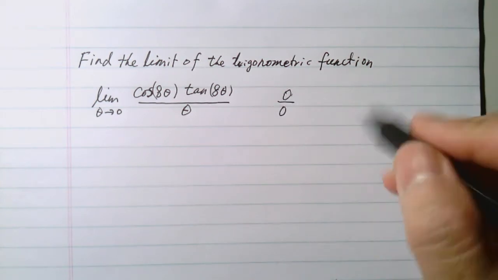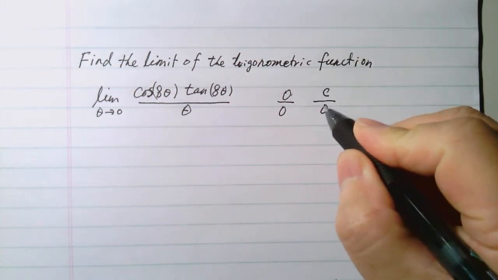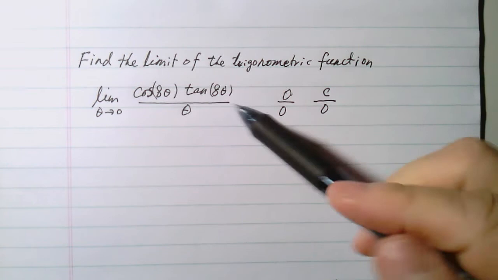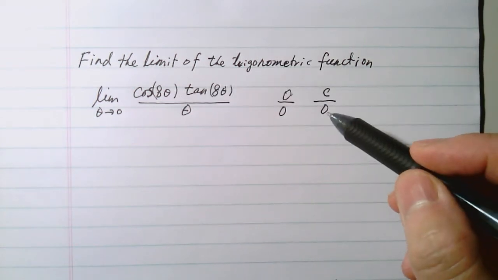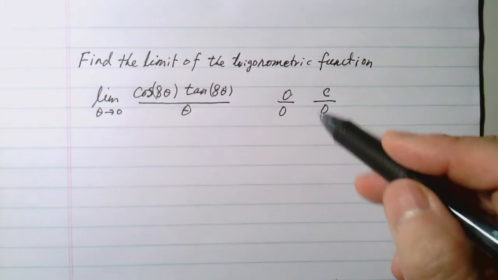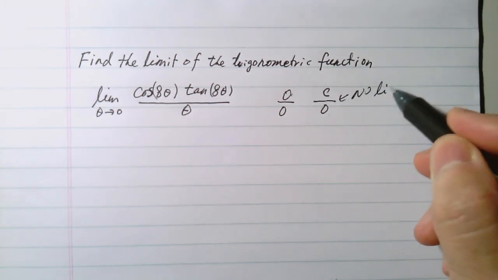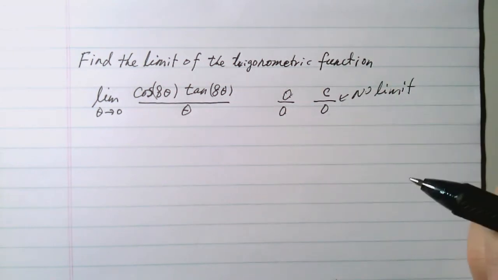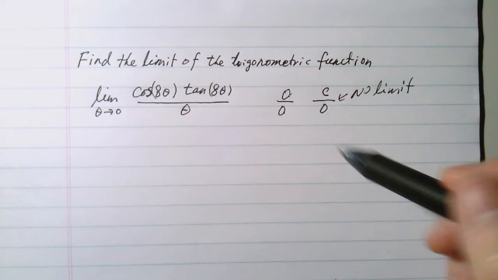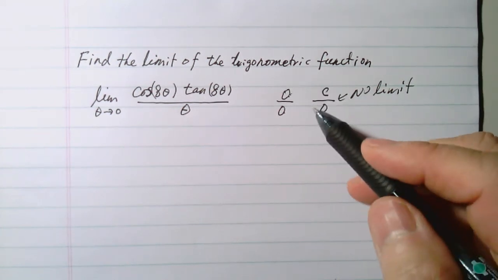If you have a constant c divided by 0 form, say for example, if your numerator does not go to 0 and your denominator goes to 0, then in this case you don't have a limit. But when we have a 0 divided by 0 form when you do substitution, you may have a limit. Why may you have a limit?